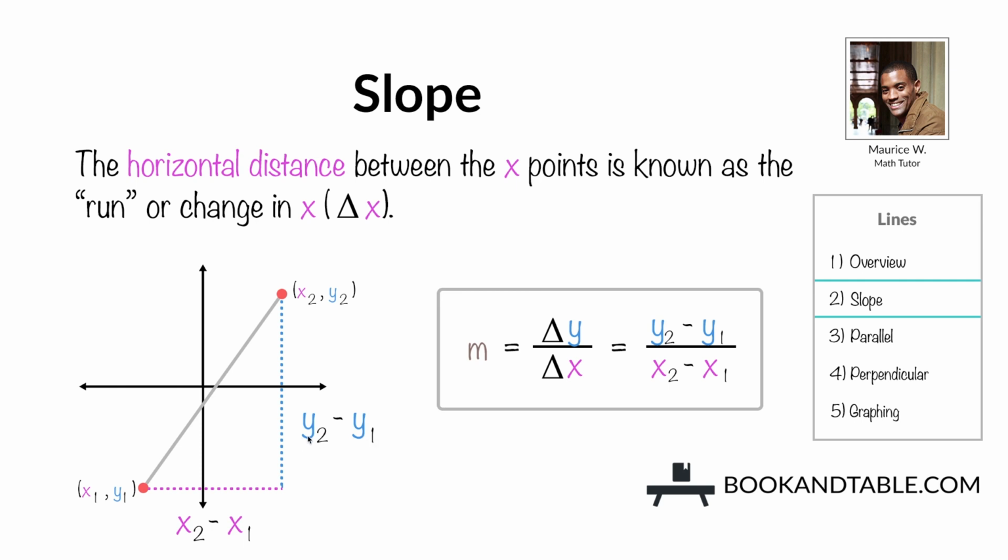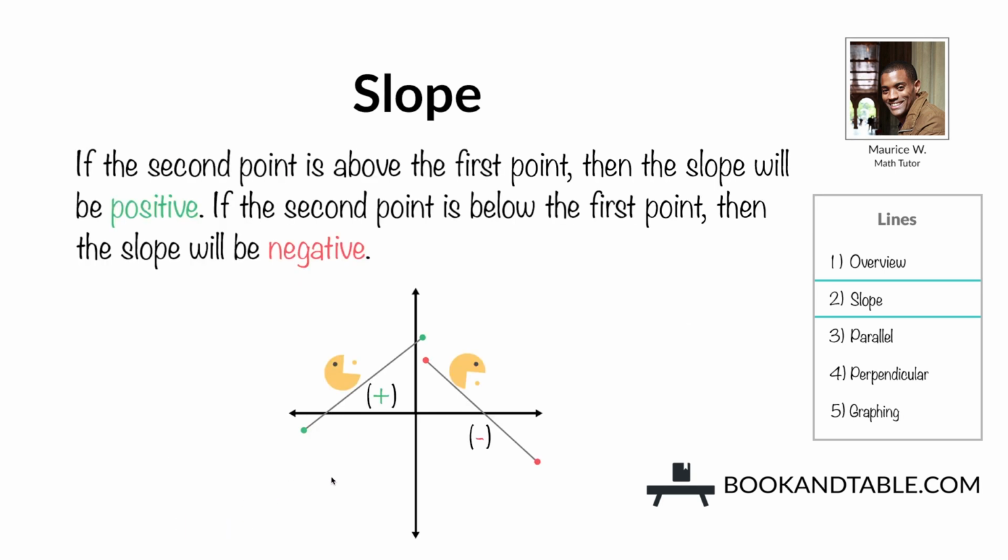The change in y is the same as subtracting the first y value from the second, and the first x value from the second, or vice versa. If the second point is above the first point, then the slope will be positive. By second point, I mean if you're looking at the coordinate plane from left to right, the second point is the one furthest to the right. So since this point is above the first point here, that's how we know this slope here is positive. If it's going the opposite direction, if the second point is below the first point, then the slope will be negative. Upward sloping positive, downward sloping negative.